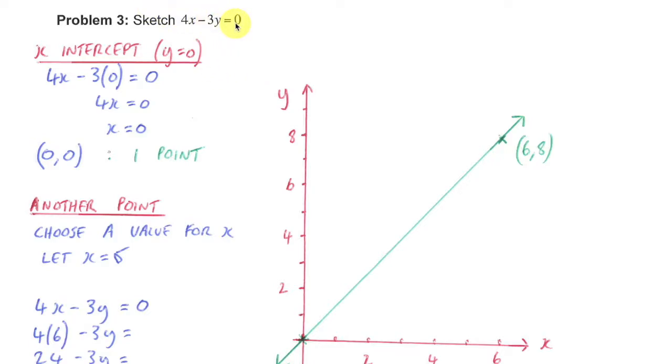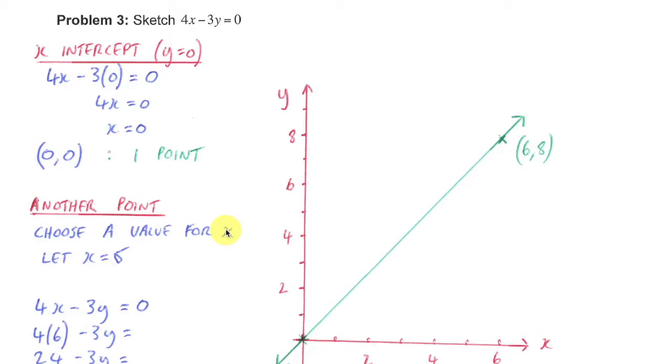Another equation, x-intercept is y equaling 0. And if we do that, we establish that x is also 0. So we know that the x-intercept and the y-intercept is that same point. It's at the origin, (0, 0). So to rule up a straight line for this equation, we need 2 points. We need to have another point.